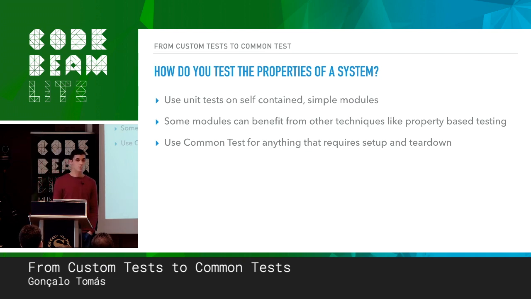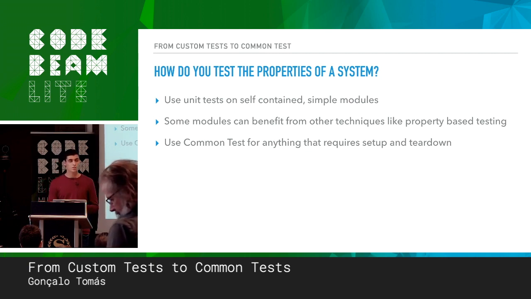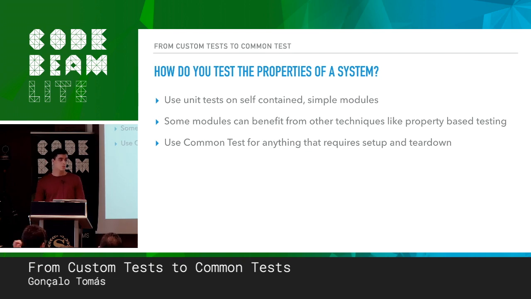Any system is bound to have code modules that are simple, more or less self-contained, so they are good candidates to use something like unit tests. In Erlang, you would typically use EUnit to do that. Sometimes things are inherently aligned with using other techniques like property-based testing, but for most purposes, Erlang developers use Common Test because most non-trivial test suites require some sort of setup and teardown.